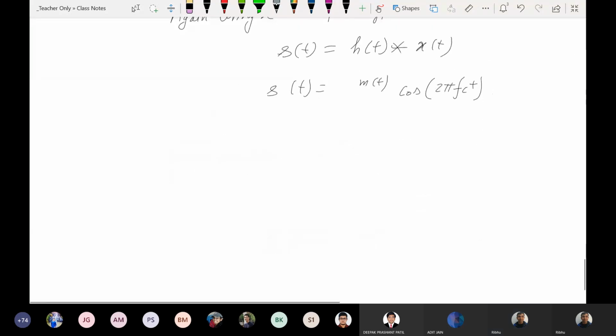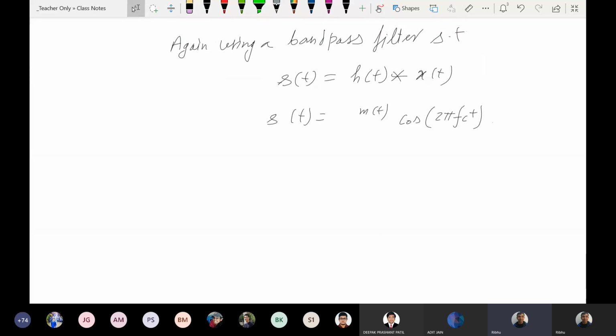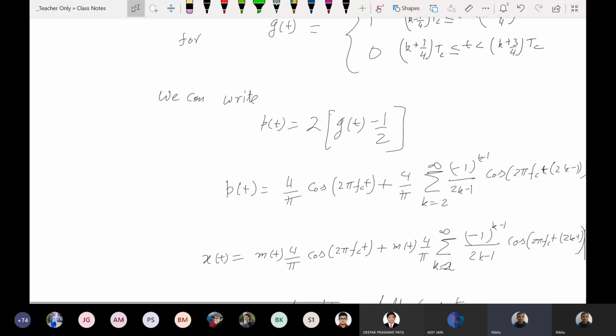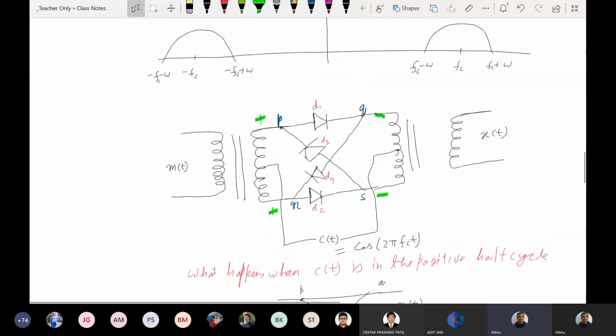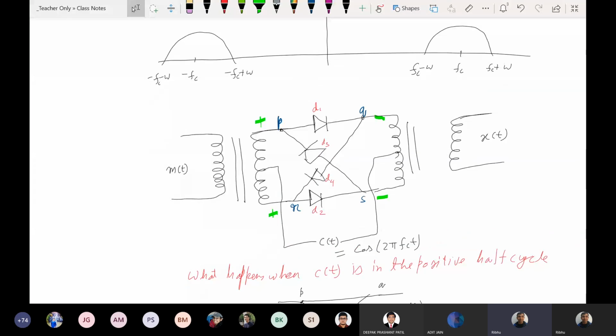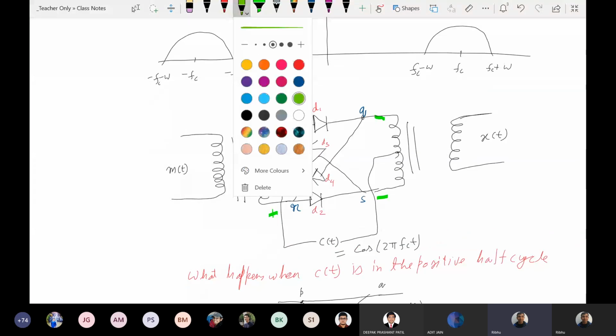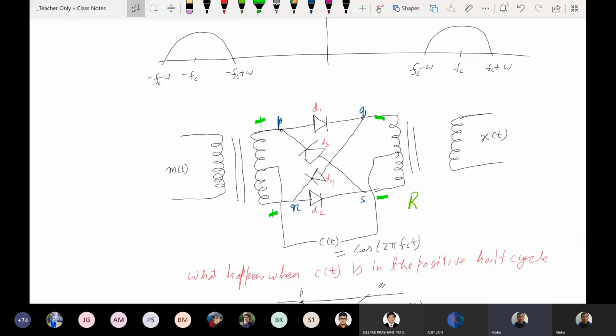Now, talking about demod, this is how we generate this signal. Had you been around, there was an experiment called the ring modulator. So this arrangement of diodes, I'll just name it here. This is called the ring modulator.